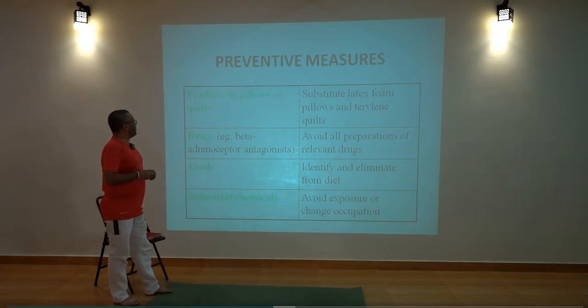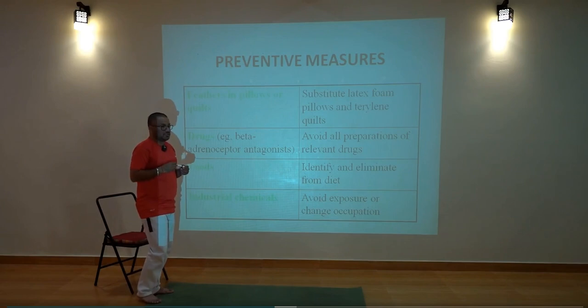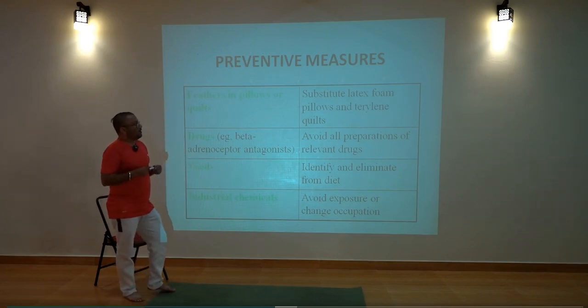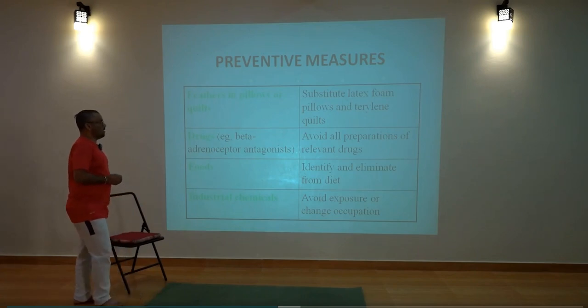Feathers in pillows or quilts. Substitute your feather pillows and quilts. If this is the component you are using in your pillows and quilts, try to change it to cotton or sometimes the foam one. That will be more beneficial for you. Drugs like beta adrenoceptor antagonists: this is the chemical which is inside, so avoid all preparations of relevant drugs with beta adrenoceptor antagonists.